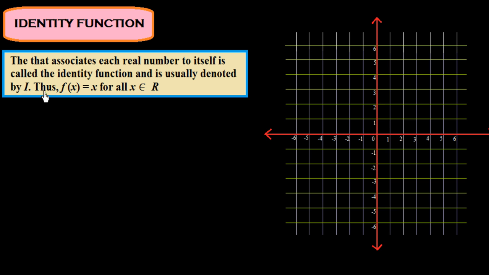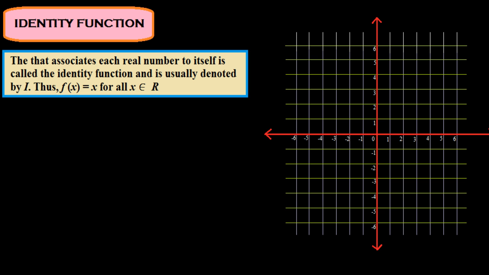Identity function, first I want to define it: the function that associates each real number to itself is called an identity function. It is usually denoted by I. Thus f of x is equal to x for all x belonging to R. So the domain is R, which is already mentioned in this definition.